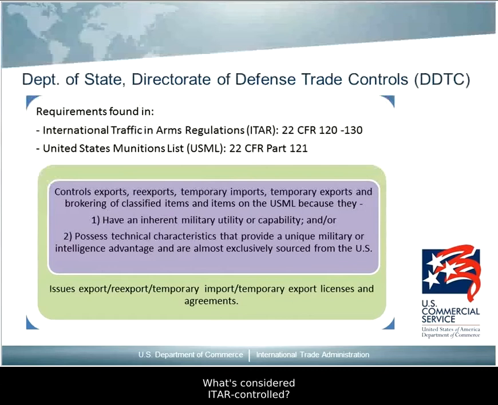What's considered ITAR controlled? They're those items that are, A, classified, so under the security label, if you will, of being classified, and more specifically, those items that have an inherent military capability, that the technical parameters are unique to a military or defense application, or an intelligence advantage, so an intelligence technology, if you will, and are almost exclusively sourced from the U.S. These are the crown jewels from a national security perspective. They are considered controlled under the ITAR, so specifically or generally described under the USML, because they possess some sort of unique military advantage for the U.S.